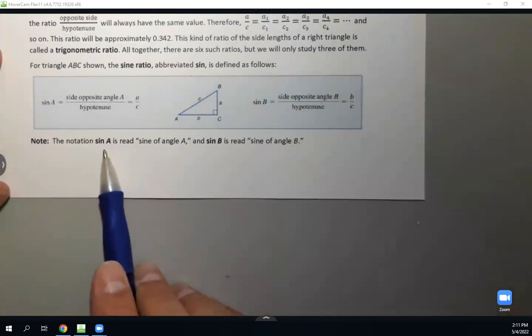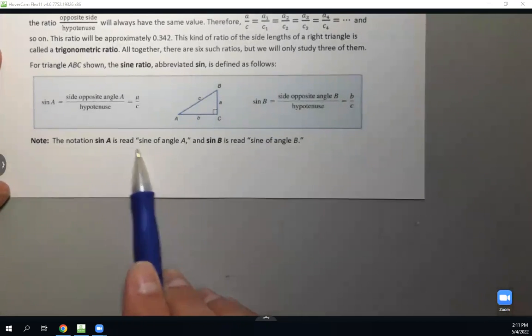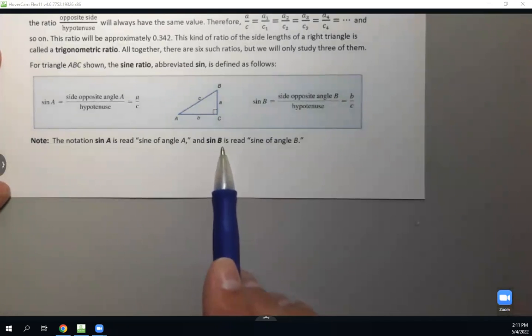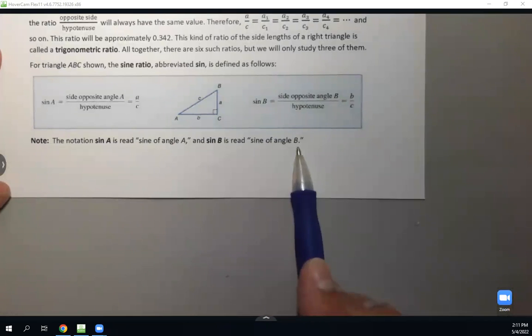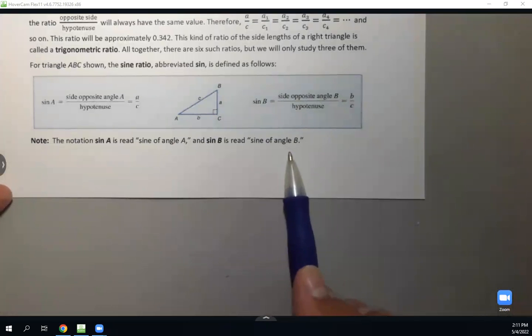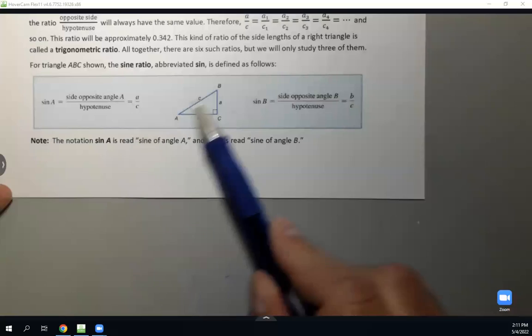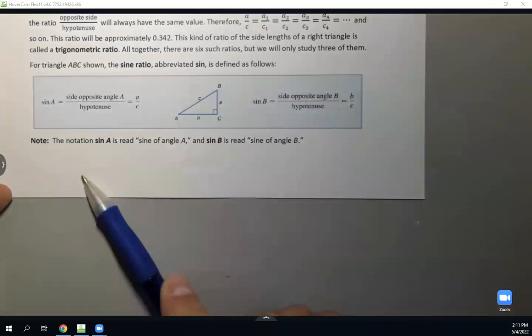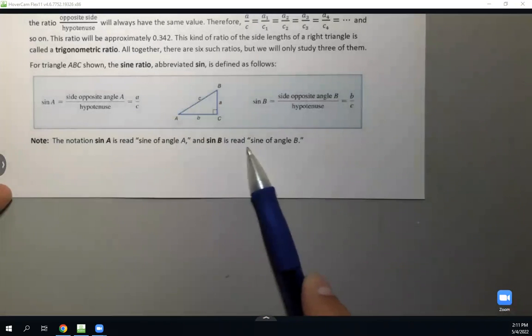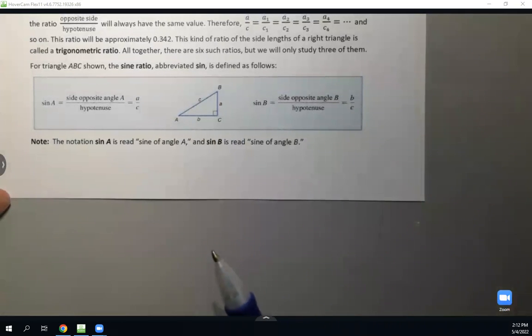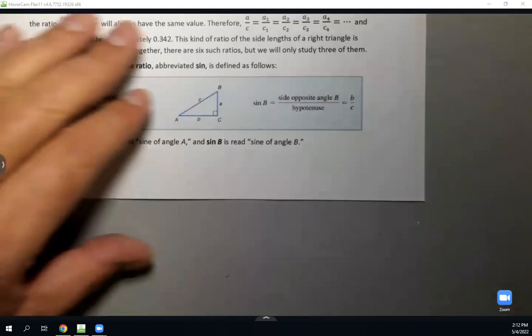So the notation sin A is read the sine of angle A, and the notation sin B is read the sine of angle B. Again, the sine of angle A means the side opposite angle A over the hypotenuse. The sine of angle B means the side opposite angle B over the hypotenuse. Okay.